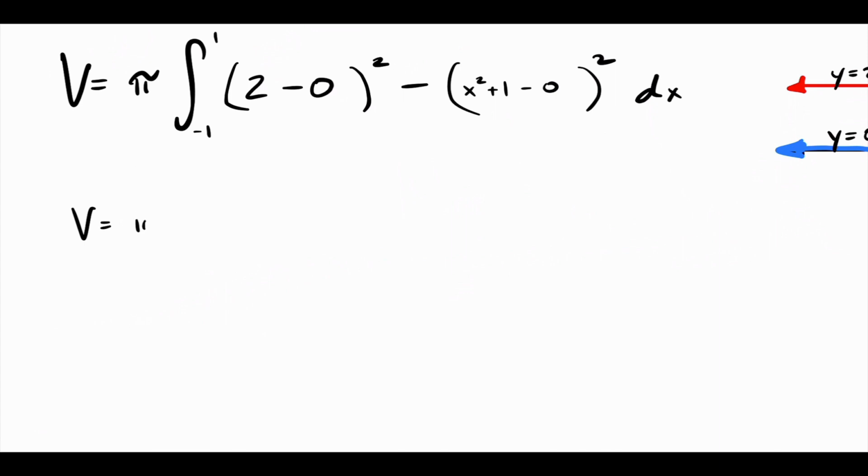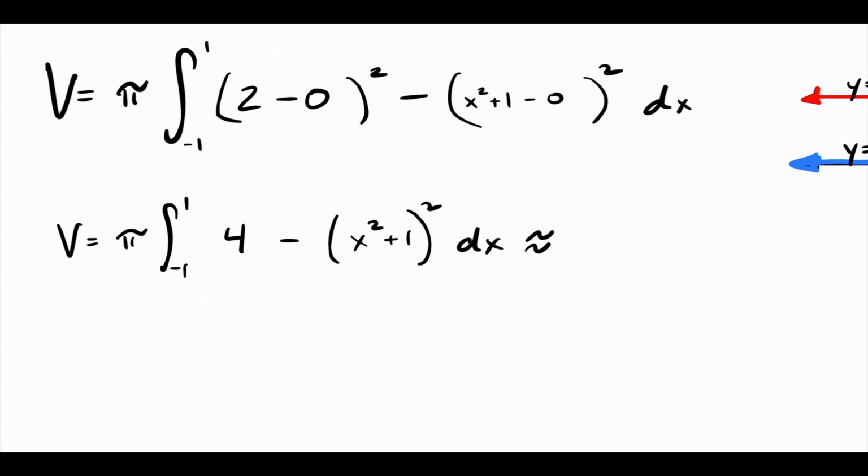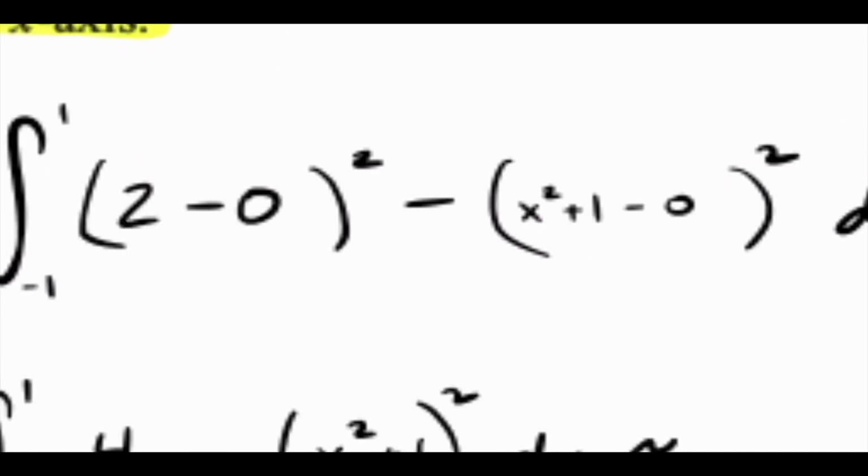When I put anything into my calculator, I like to simplify it because I don't want my calculator to make mistakes. So over here, this is just 4. And this is going to be x squared plus 1 squared. 2 minus 0 is 2. Squared is 4. So anytime I put anything into my calculator, I want to make sure it's simplified as much as possible because I don't want my calculator to make mistakes.